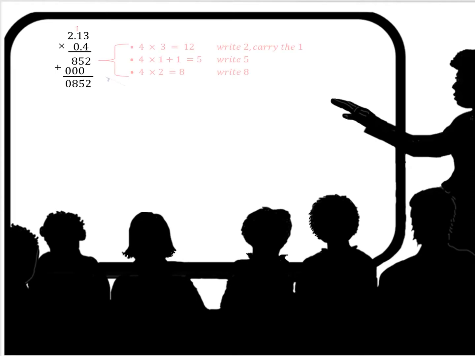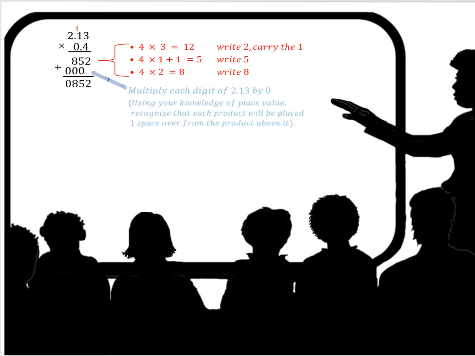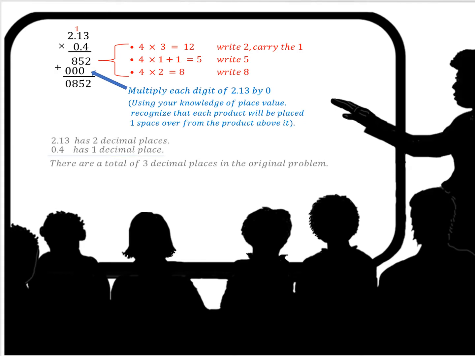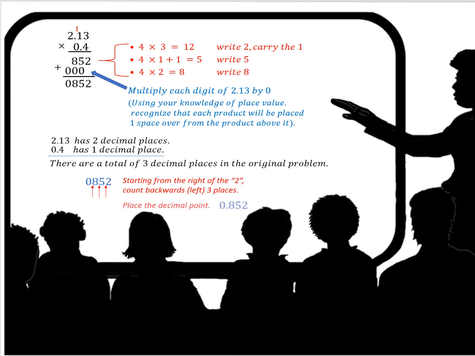2.13 times 0.4. You're going to multiply those numbers as if the decimal points weren't even there. 213 times 04. So the first digit, 4 times 3, is 12. You're going to write the 2, carry the 1. 4 times 1 plus 1 is 5, so you're going to write the 5. And then 4 times 2 is 8. You're going to write the 8. The next digit, 0 times 213. Anything times 0 is 0, so you could write those 3 zeros in place and just move them over one column. So your final answer is 0852.